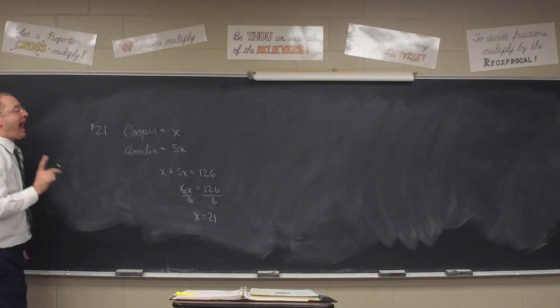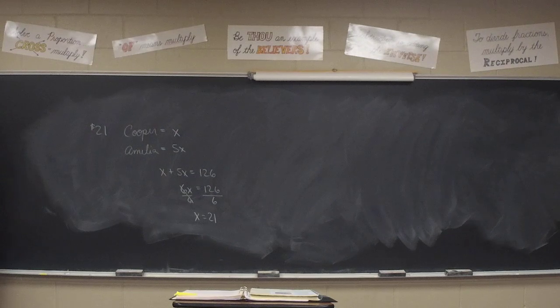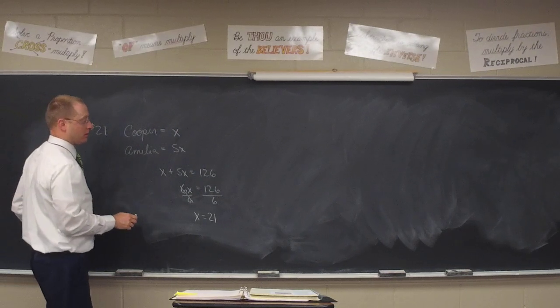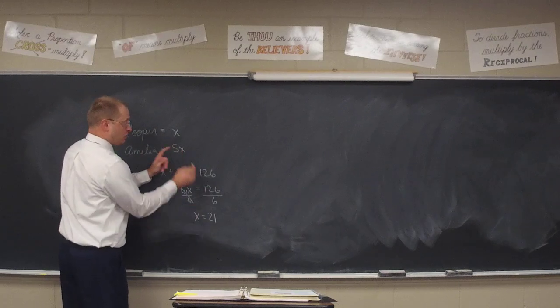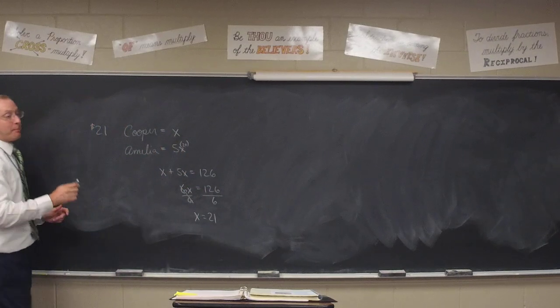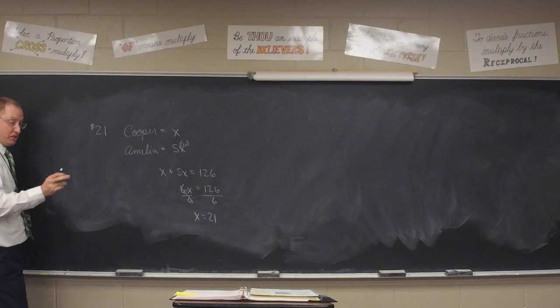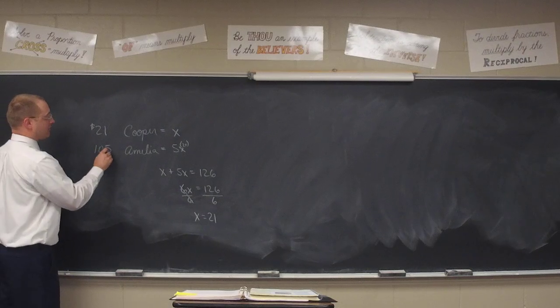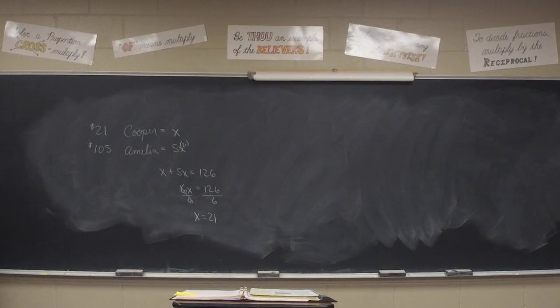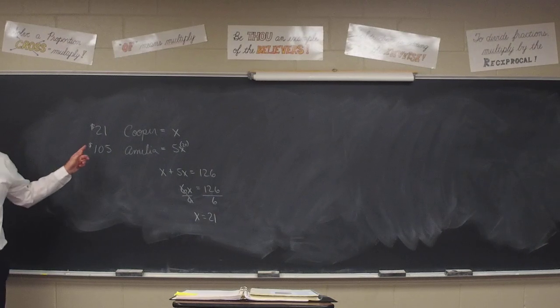That's pretty straightforward. How would we find how much Amelia has? How do we find Amelia's total, Michael? We multiply 5 times 21. 5 times x. Well, x is 21, so 5 times 21 tells me how much Amelia has. Luciana? 105. $105 in her savings account. How many have these 2 answers already? Okay. Questions on this? Yes, sir.